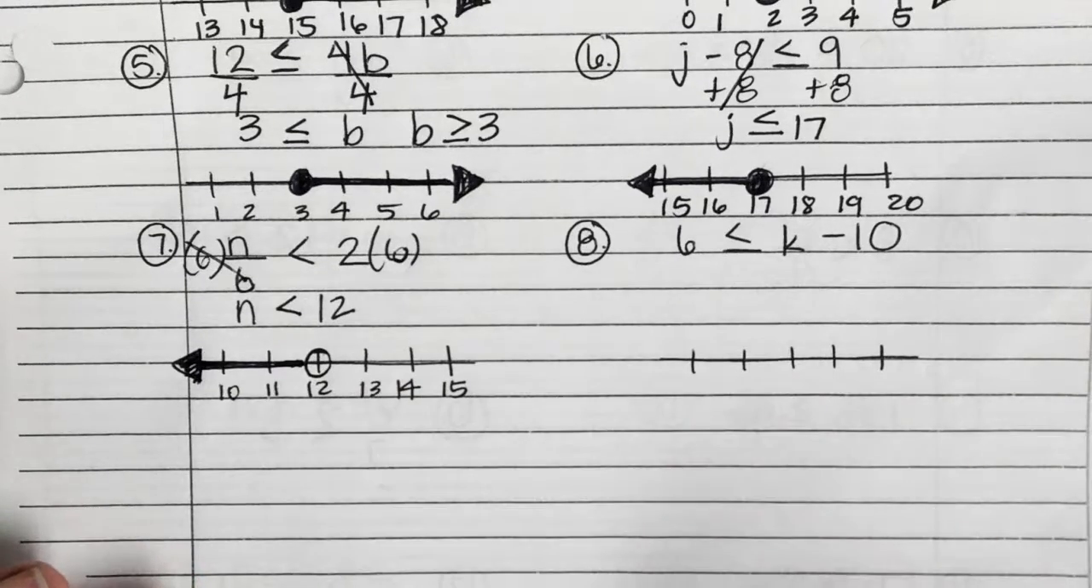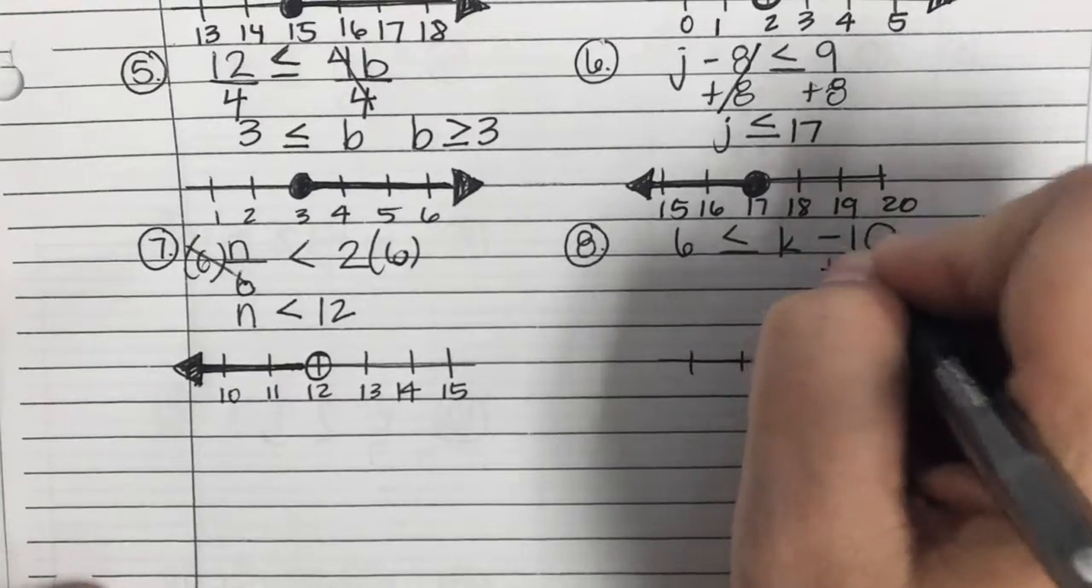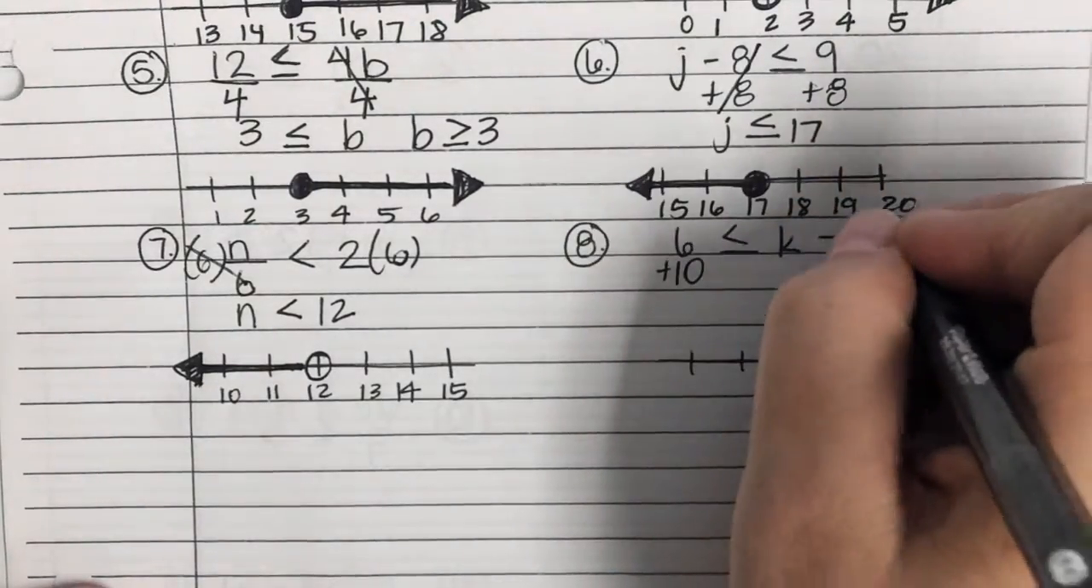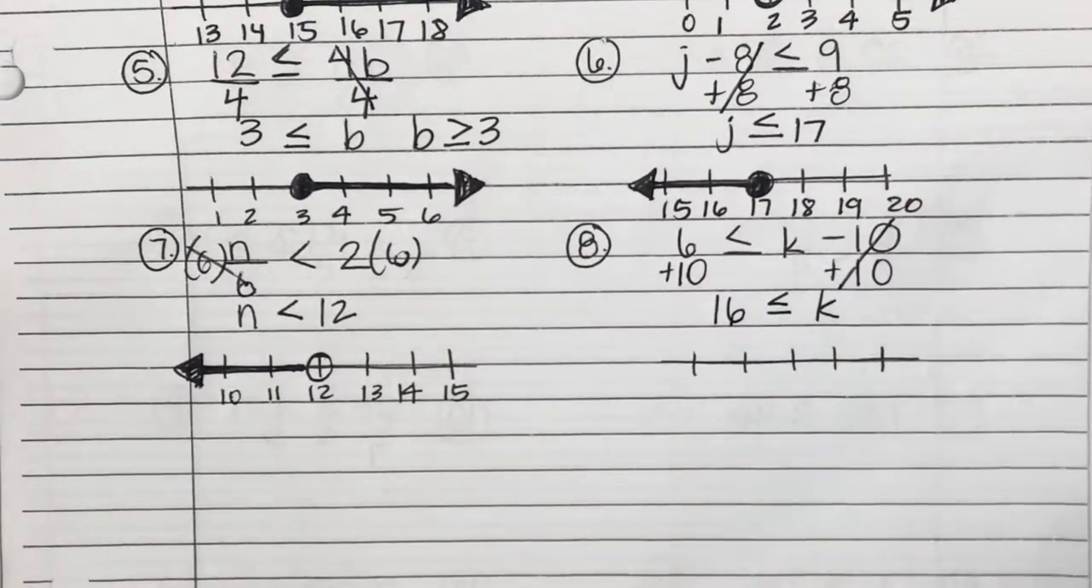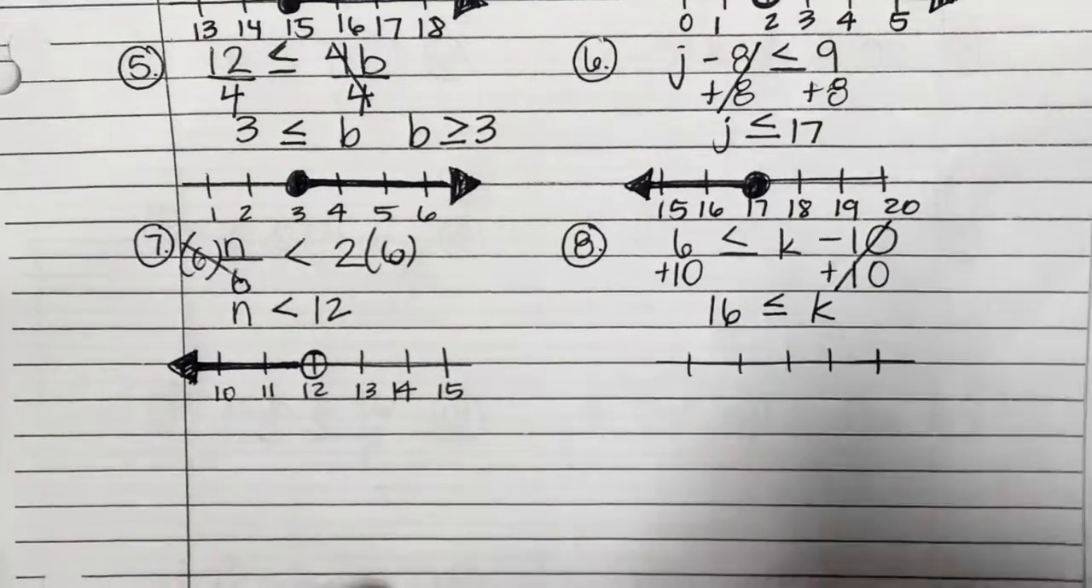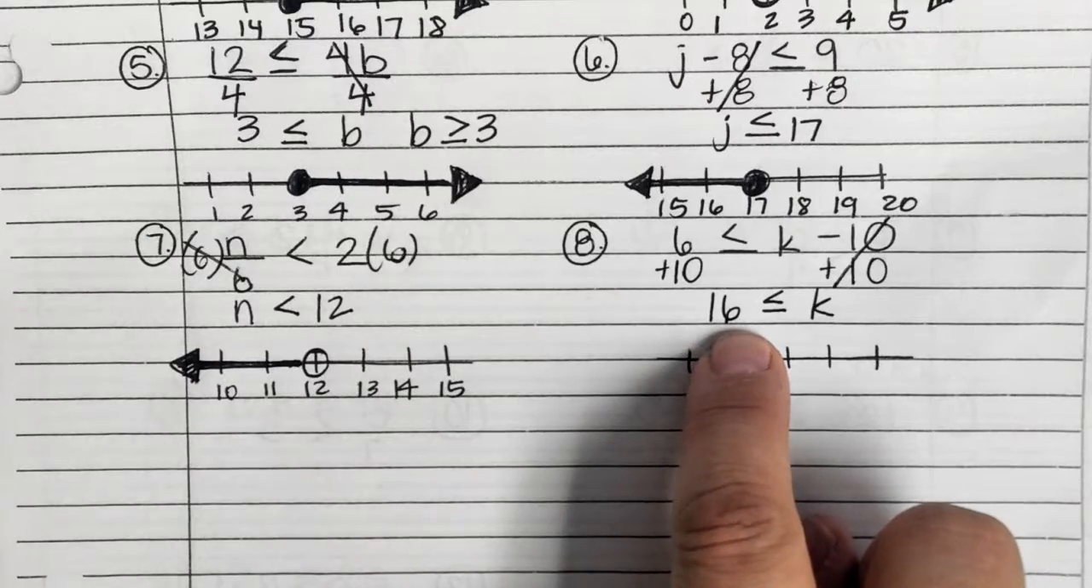Okay, and the last one, number 8. It is what type? It's subtraction, so how do we solve it? Addition. And what number do we get rid of? 10. So we add 10 to both sides. Cancels out. What have we got to do to this one? We got to flip it because we got our number first.